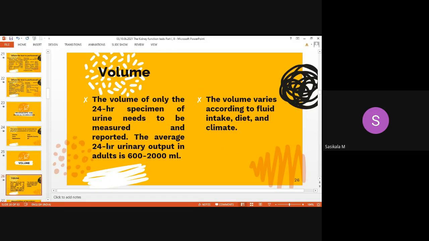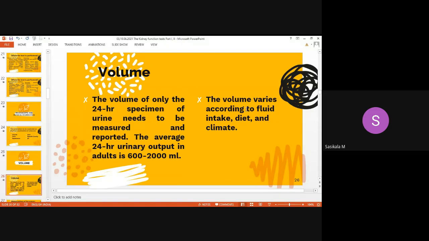The average 24-hour urinary output in adults is 600 to 2000 milliliters. Okay, the 24-hour average urine output varies from 600 to 2000 ml, that is around 2 liters. In 24 hours, urine output will be around 2 liters. The same will be monitored by collecting the 24-hour specimen, and it has to be compared with the average value, to see whether the output is normal or abnormal.